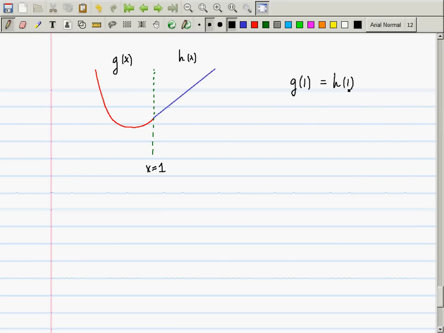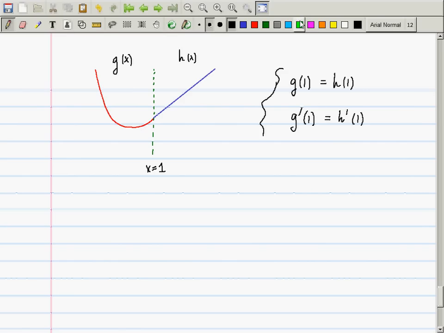But if you want it to be smooth, if you want it to be differentiable there, then not only do you need to solve this equation, not only do the functions left and right have to agree, what also has to agree? The derivatives. The slopes left and right must also agree. So you would also have to solve this equation: g prime evaluated at 1 has to be h prime evaluated at 1. Because if you find a solution to this equation, then the slopes would agree. Now consider these two equations.